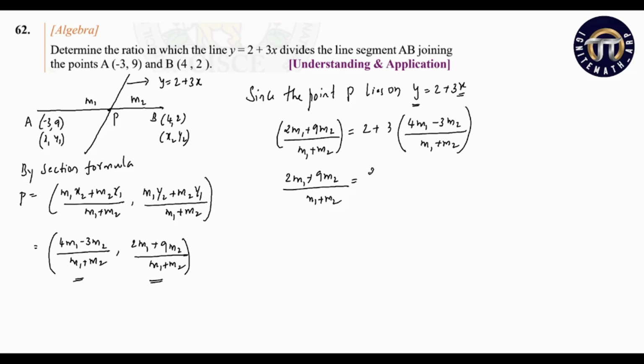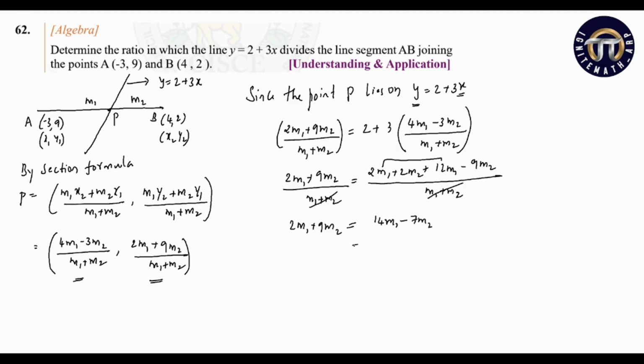On the right side, if I take LCM, this is going to be 2m1 plus 2m2 plus 12m1 minus 9m2 divided by m1 plus m2. So m1 plus m2 gets cancelled. I'll be left with 2m1 plus 9m2 is equal to, adding m1 terms, 14m1, and minus 9 plus 2, minus 7m2.